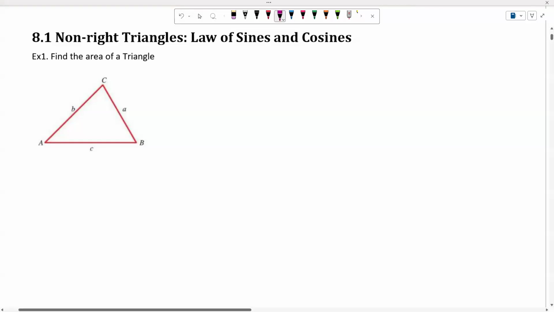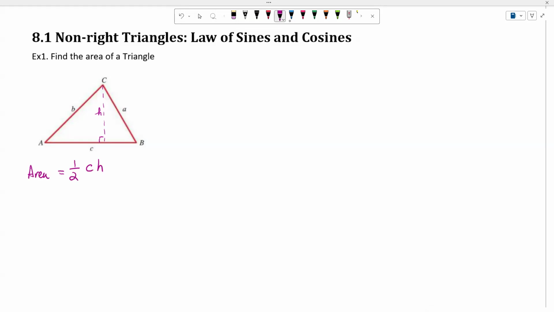if I add a height, which is perpendicular to C, then of course we know that the area of the triangle is equal to 1/2 C times H, right?